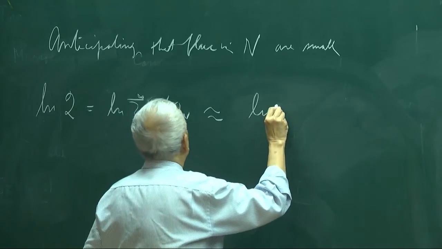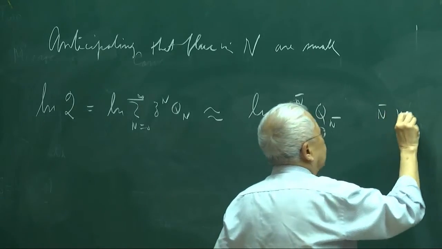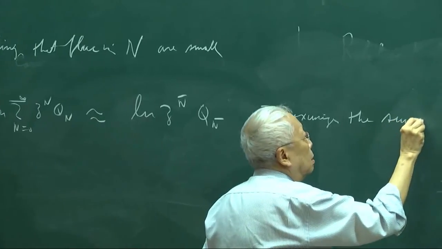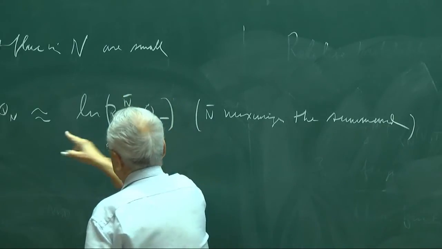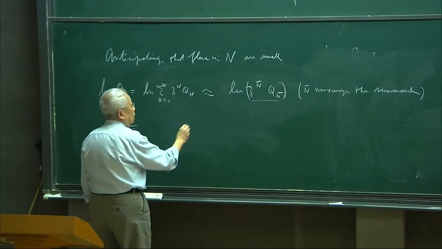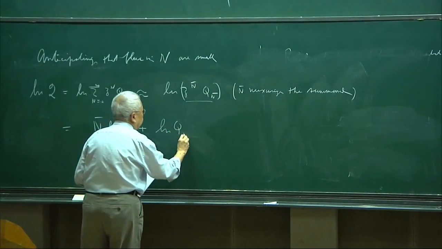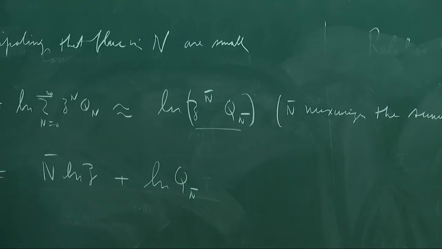So this should be roughly equal to log of Z to the N bar, Q of N bar, where N bar maximizes the sum over N. So this N bar is the largest term in that sum. And we can write this as N bar log Z plus log Q of N bar. Now this is just the chemical potential, so this term is okay. We want to express this in terms of observable thermodynamic quantities, and that's easy because we know how Q is related to the free energy.